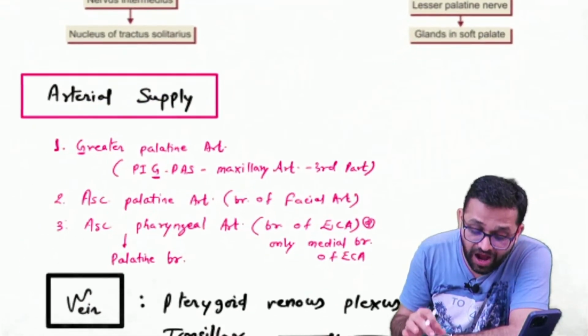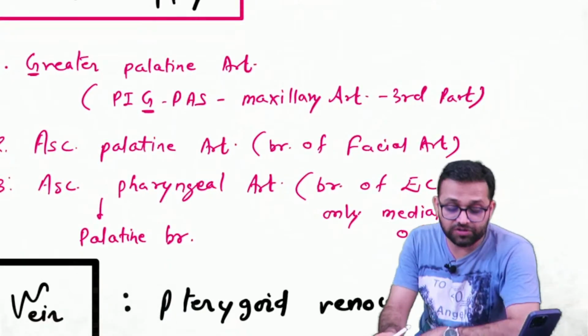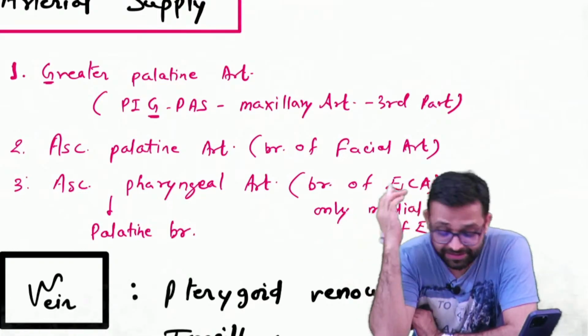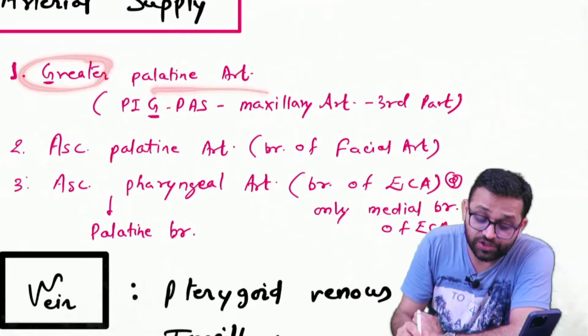Now we are talking about the arteries. What are the different arteries? Remember, the palate is supplied by the palatine artery, so the greater palatine artery. Do you remember again?